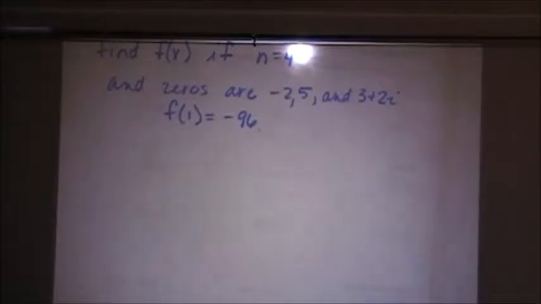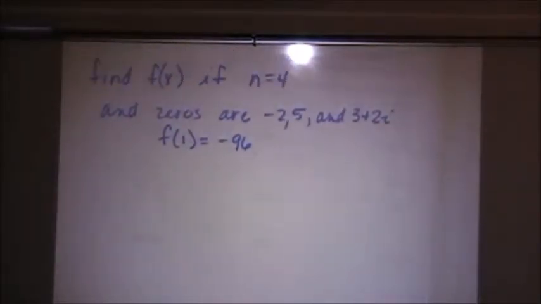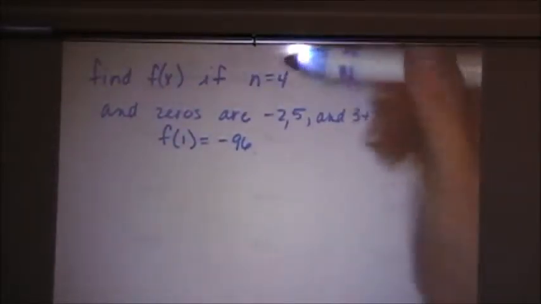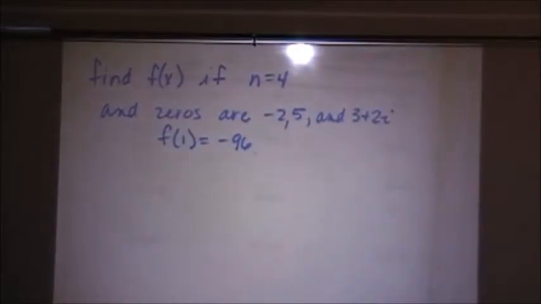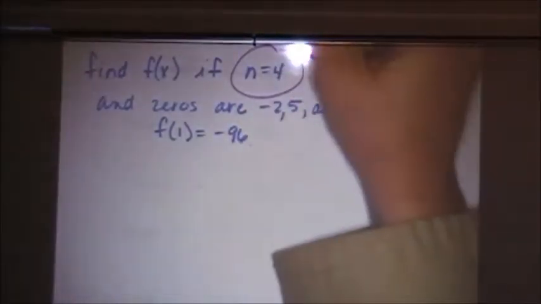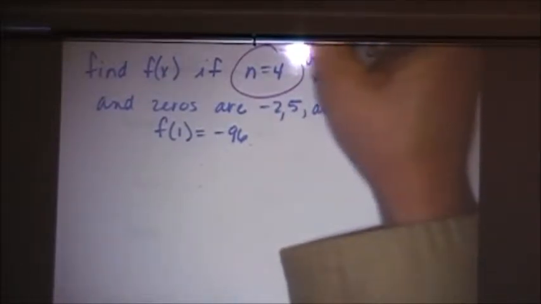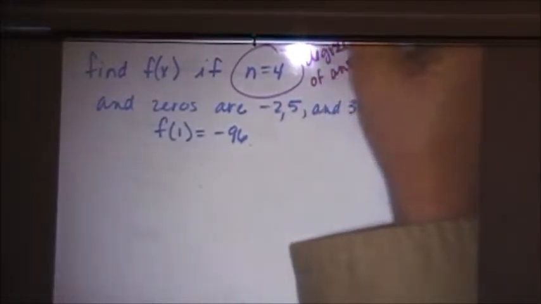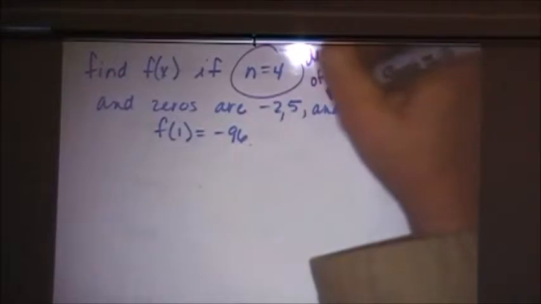Okay, so again, I've got one of these problems. Now this time they worded it a little differently, and they said this, n equals 4. This is the degree of the final answer. It is not used in calculating.